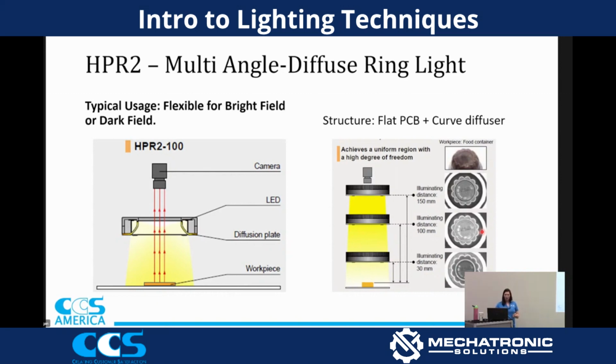This one's really useful if I'm in a lab and I don't know where to start. If I want bright field or dark field, I'll just take my ring light, move it up and down, and see what image gets me a better image, and then I go from there with whatever light goes after that.